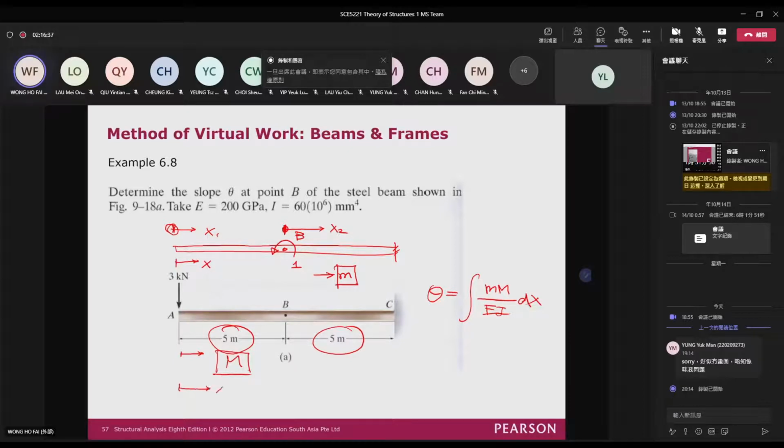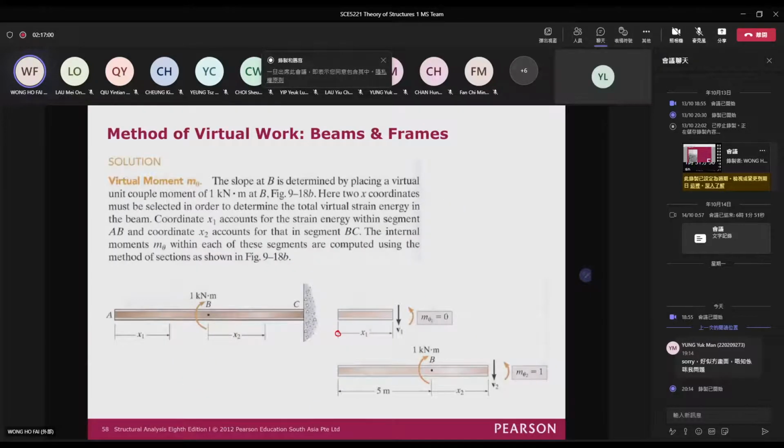Here they use as X1, and here they use as X2. So from here, it is 0 to 5 meters. And X2 again, it is 0 to 5 meters. Now, for the 2 coordinate system, actually you have the same way to find the moment. Say, for example, right here it is X1.